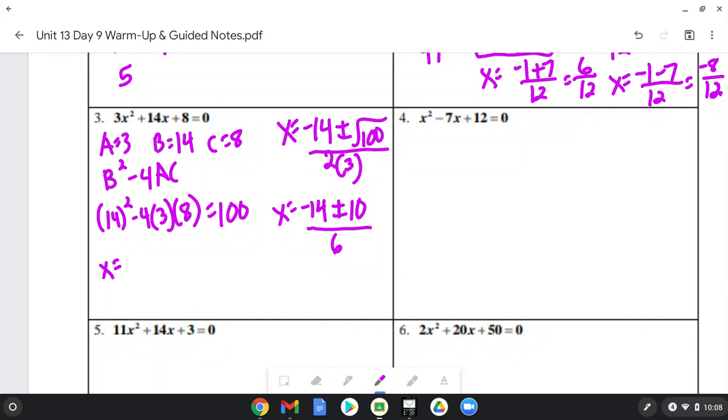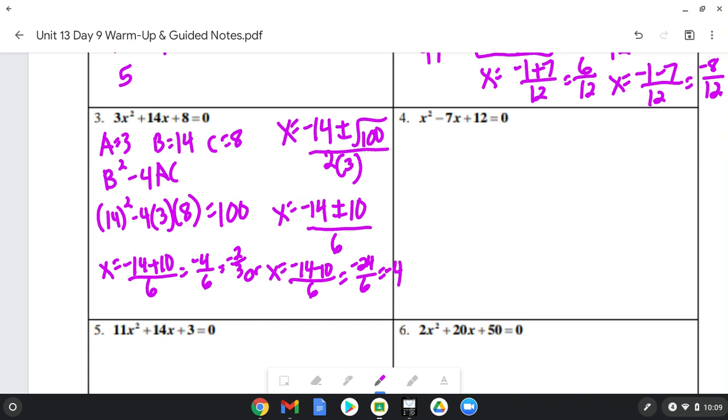So one of my equations would be -14 plus 10 divided by 6, and the other equation would be -14 minus 10 divided by 6. So I'm going to get two separate answers. One answer looks like it's going to be -4 over 6, and the other answer is going to be -24 over 6. When we simplify that, that's -2/3, and then -4. So my final answer would be x equals -2/3, and x equals -4.